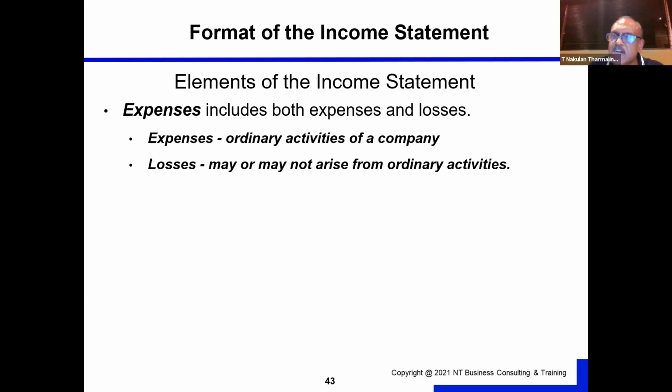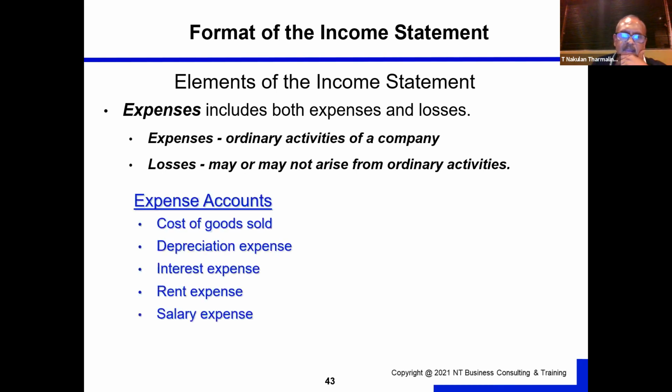Sometimes you might have certain losses which come about not from ordinary activities. Like the example I gave you earlier, if you have a business property and you sold it and made a gain, it comes as an income. If you made a loss, it will come as a loss, because the sale of your property is not a normal activity in your business. You are not in the business of selling property, but in the business of giving legal advice. That is ordinary activity. Losses may be from those kinds of things.